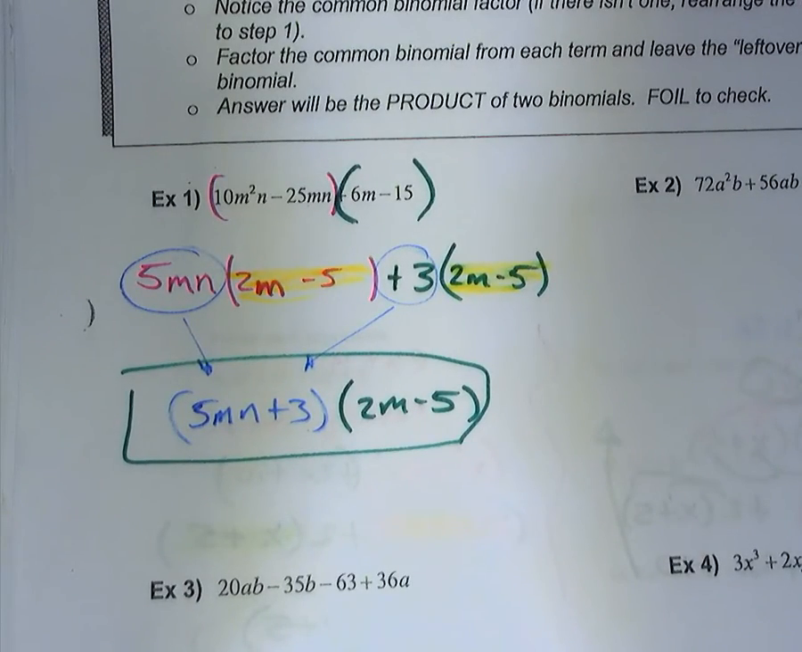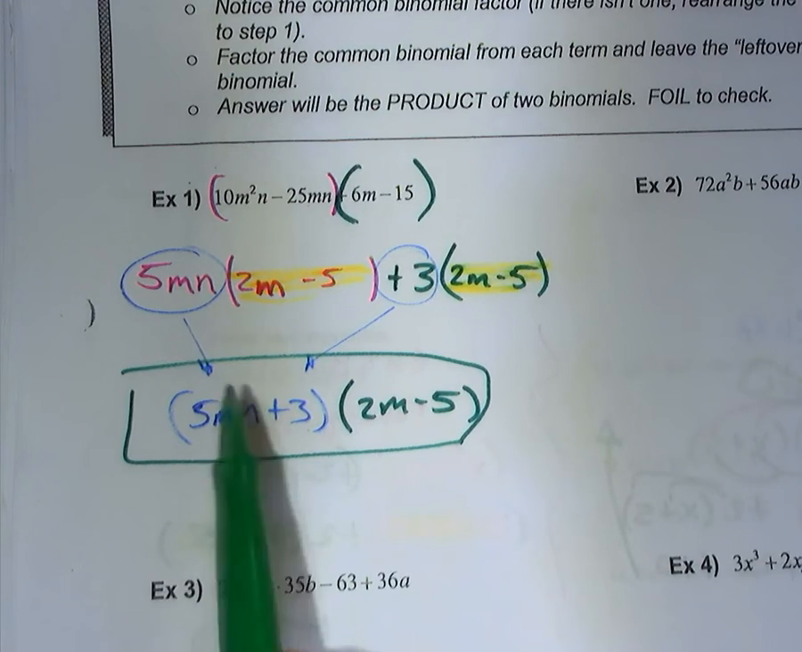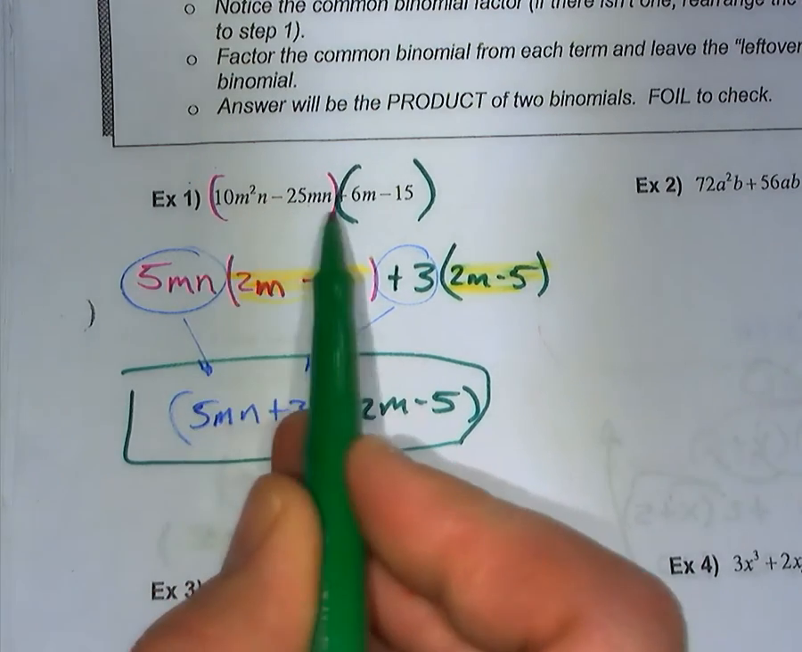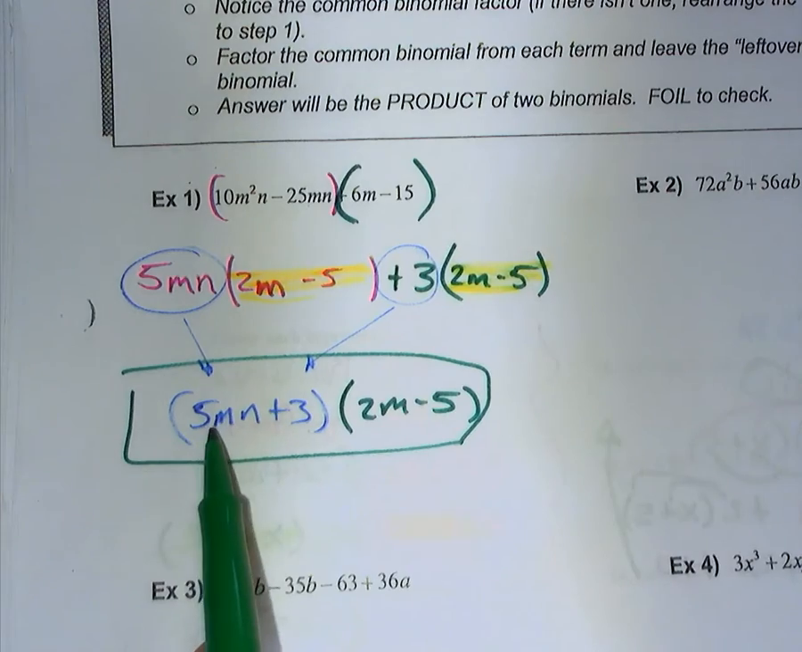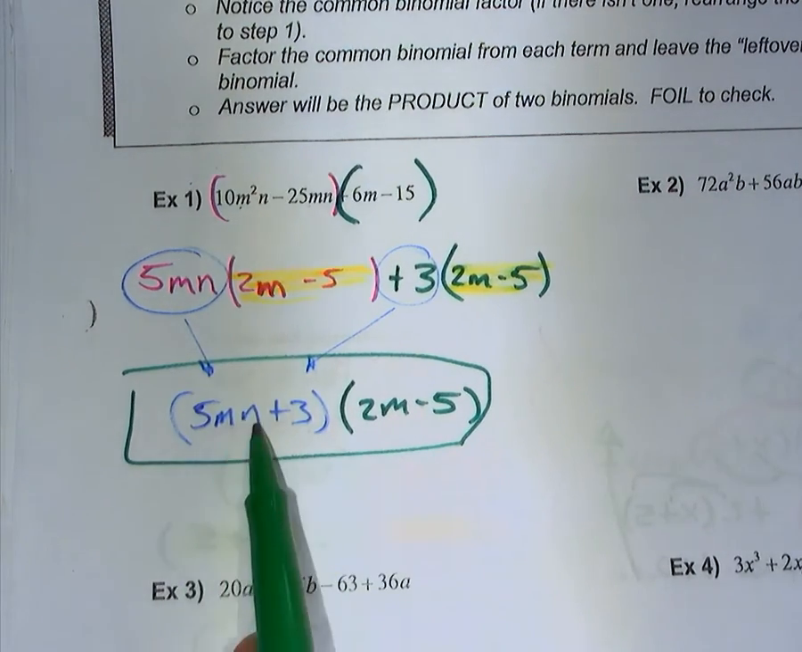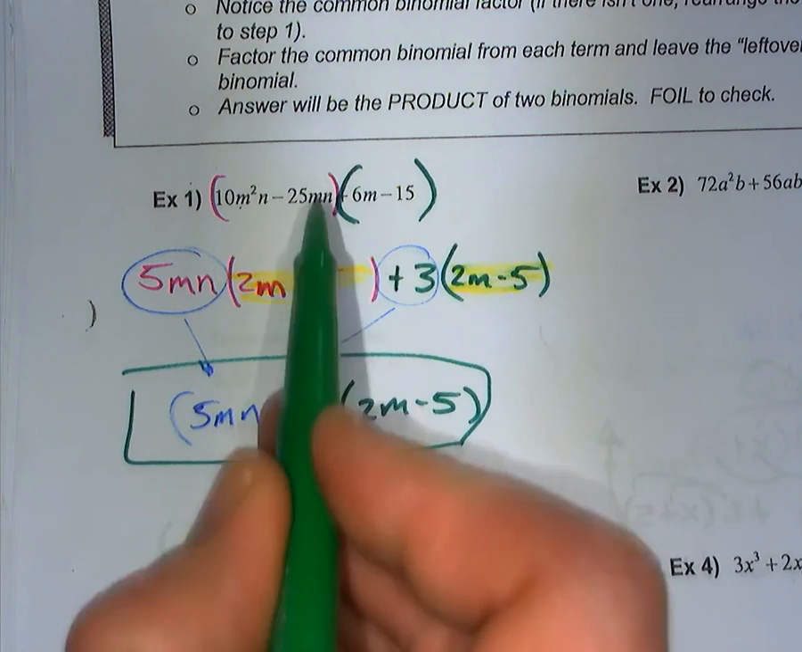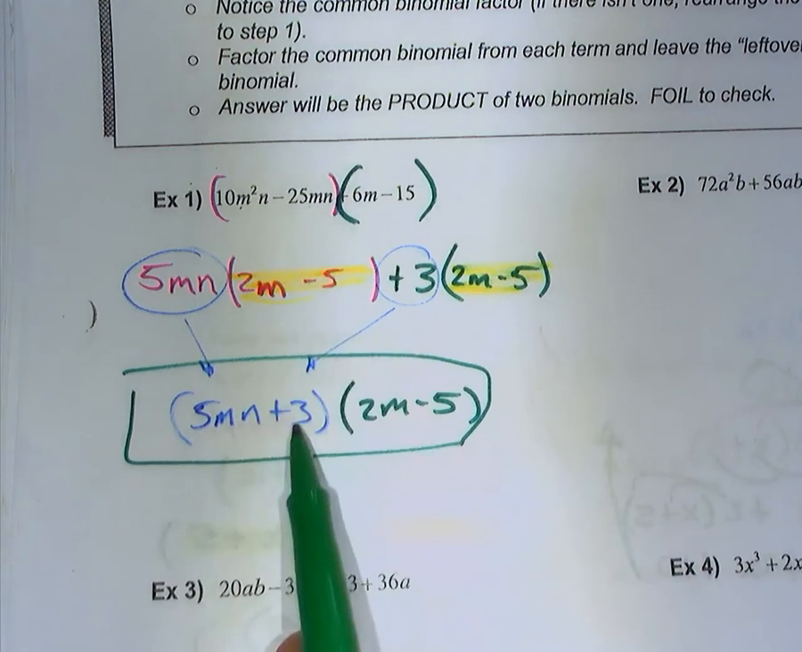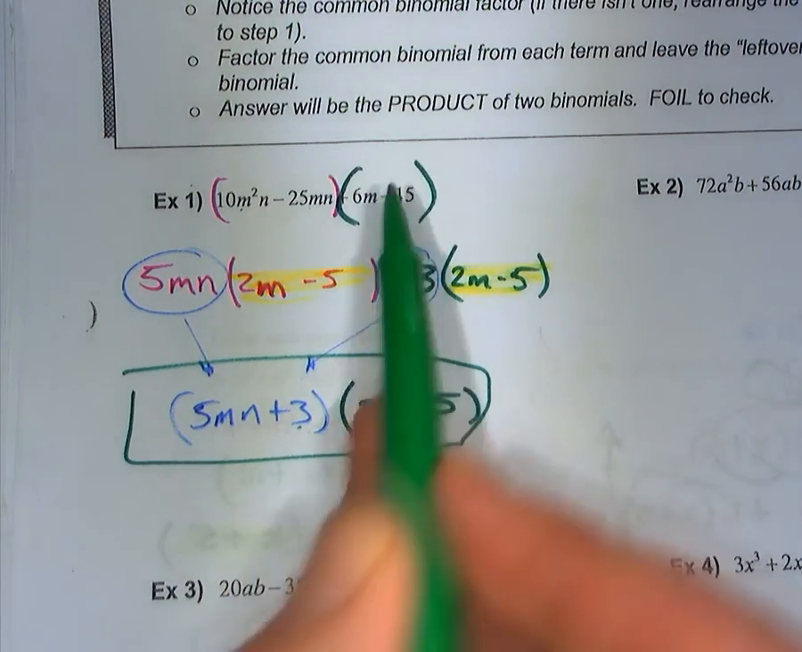Now, if I want to check my work, I could always FOIL this out and make sure that I got this. If I take 5mn times 2m, I get that. If I take 5mn times negative 5, I get this. If I take 3 times 2m, I get 6m, and if I take 3 times negative 5, I get negative 15. So it works out perfect.